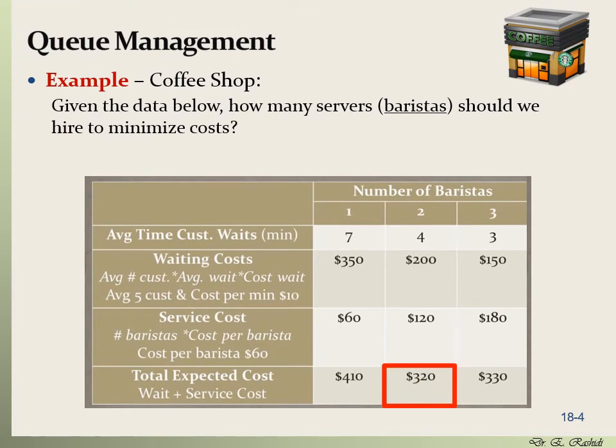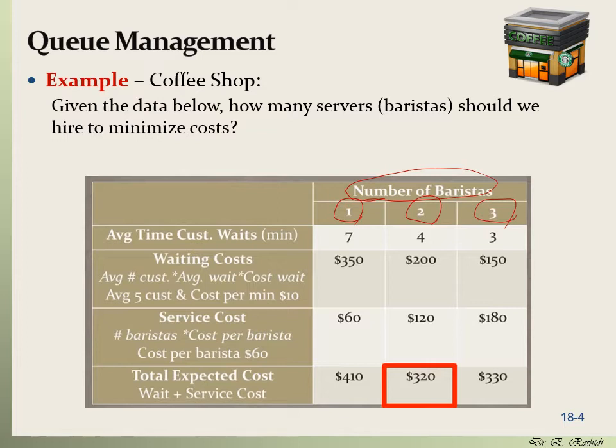Let's see an example for queue management. Consider a coffee shop in which the manager would like to minimize the total cost associated with waiting lines. We have this table here that shows the characteristics of this coffee shop. If you look at this column, you can see the number of baristas, 1, 2, 3, and the cost associated with the waiting cost and also the service cost.